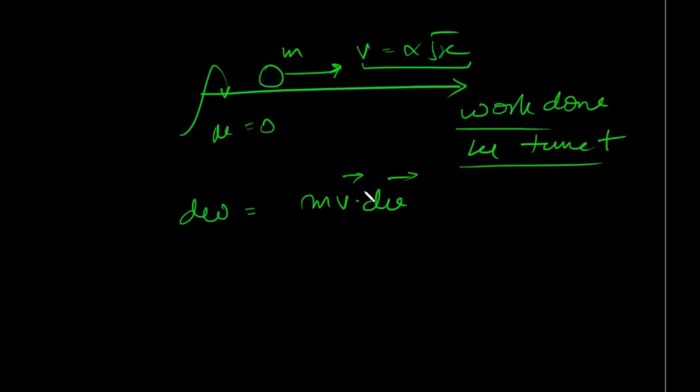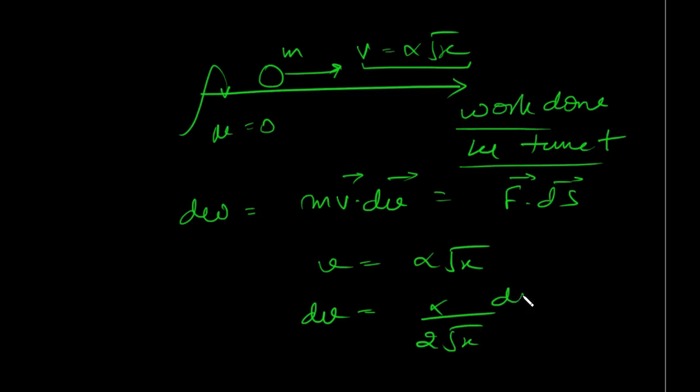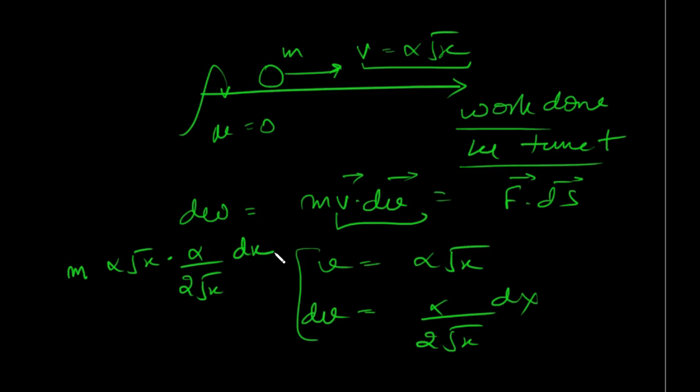This is the basic definition of work done, or we can say F dot ds, whatever you may want to write. Now v is given as alpha root x. So what will be dv? dv will be equal to alpha by 2 root x into dx, right? So we just multiply the two. Since v and dv are in the same direction, it is accelerating, hence v dot dv will be equal to v dv. m alpha root x times alpha by 2 root x dx. This gets cancelled out: m alpha square by 2 dx. This would be equal to dW.